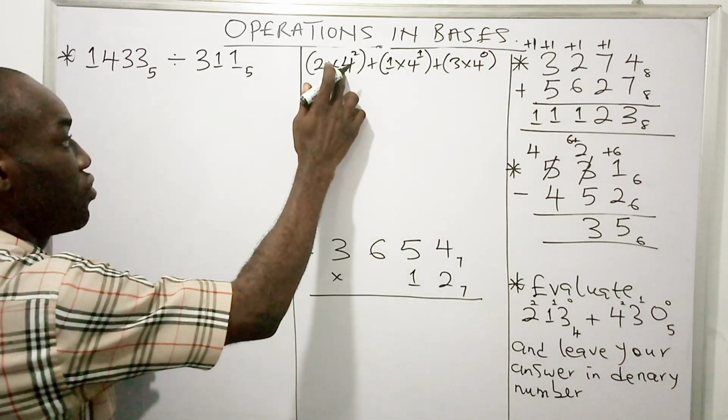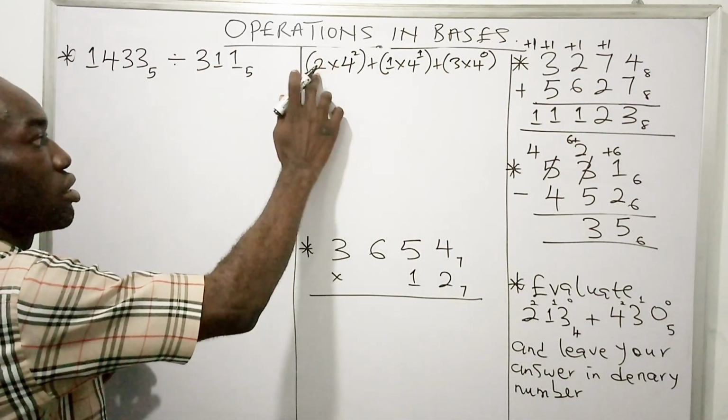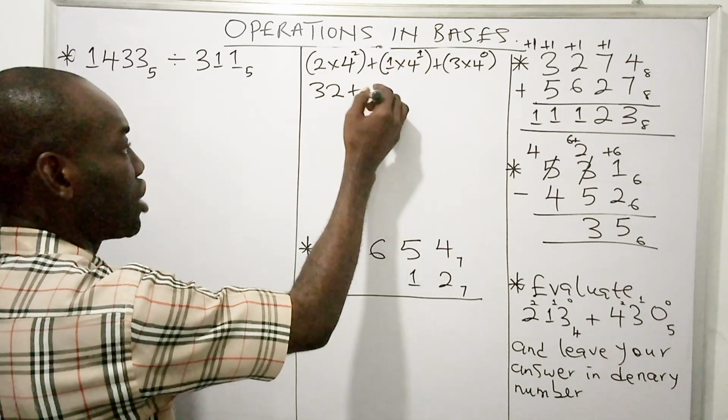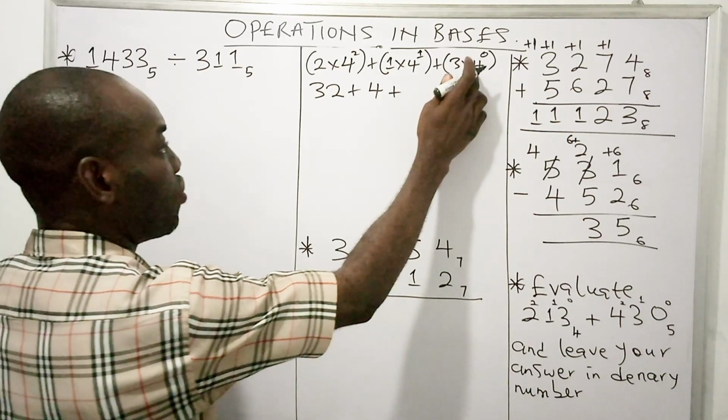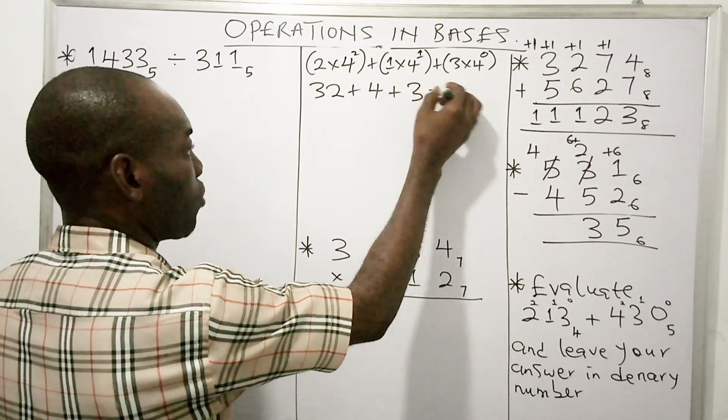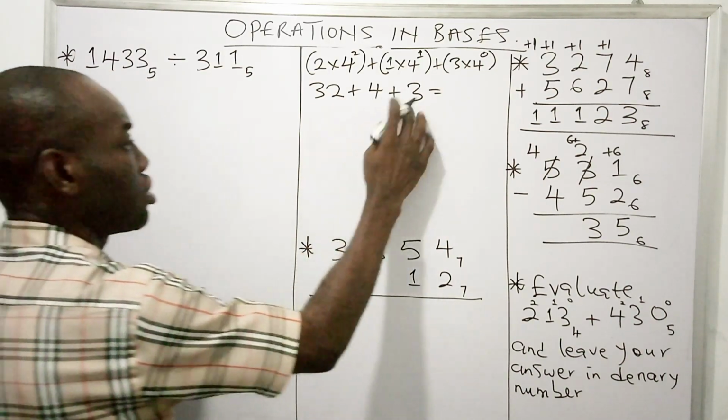So here 4 squared is 4 times 4, that's 16. 16 times 2 here will give us 32. Then 4 raised to the power 1 is 4. 4 times 1, that's 4. Then 4 raised to the power 0 is 1. Then 1 times 3, that's 3. So here will give us 39.